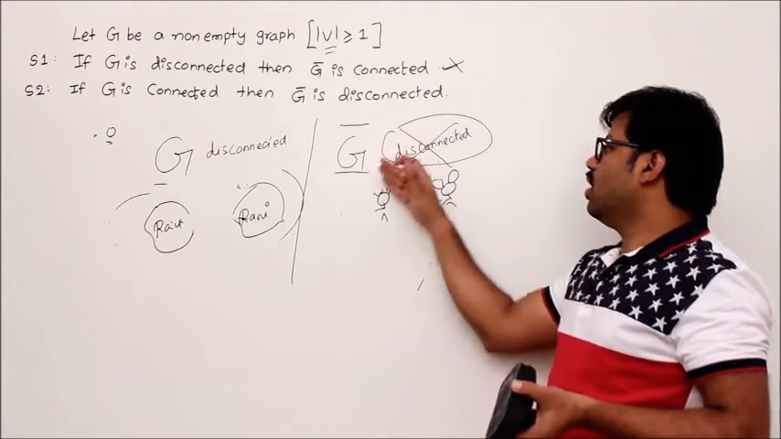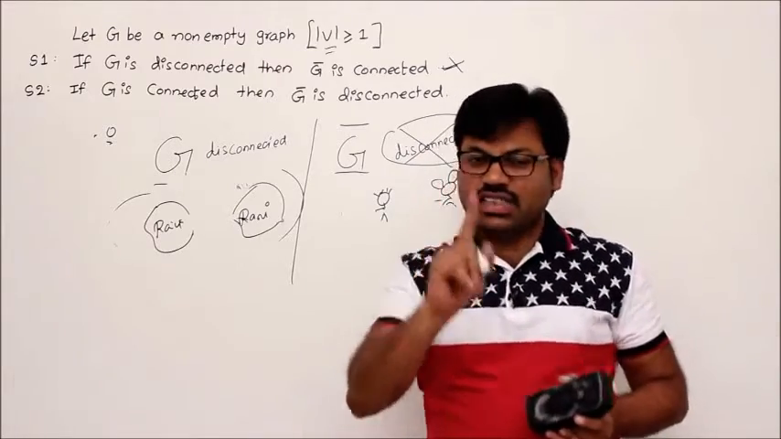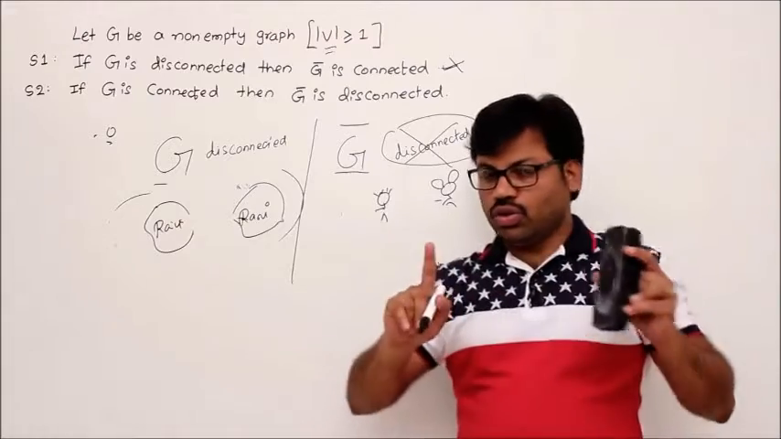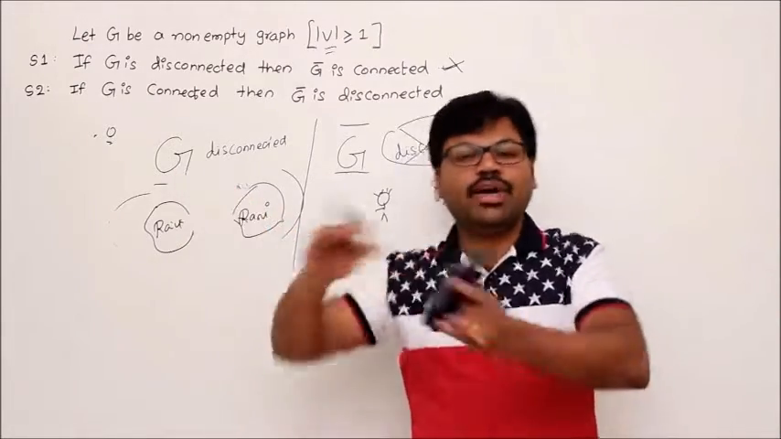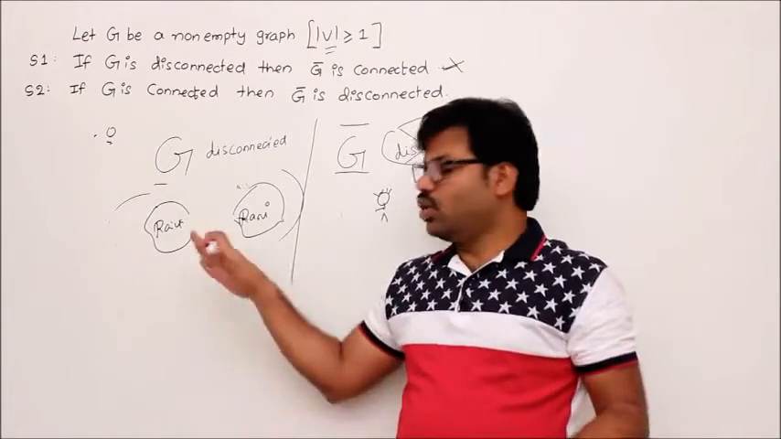That means whenever a graph is disconnected, G bar cannot be disconnected. Whenever G bar is disconnected, you should show two vertices, Raju and Rani. Whenever you show two vertices Raju and Rani which are disconnected, then I will go to G and come back and prove that Raju and Rani are connected using two cases.